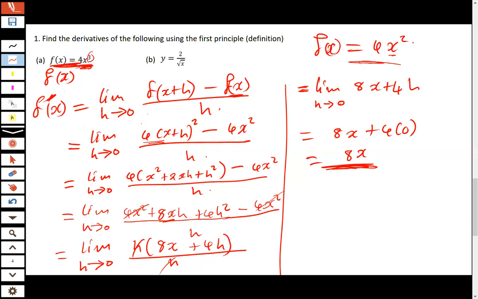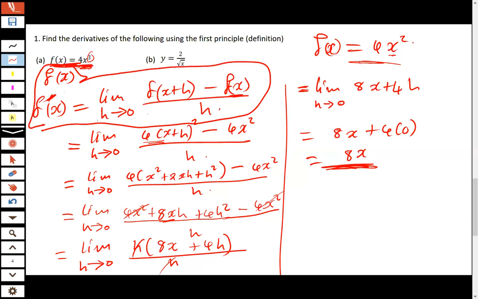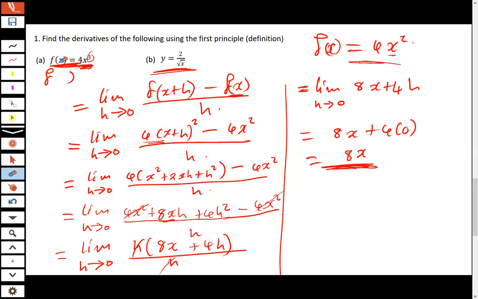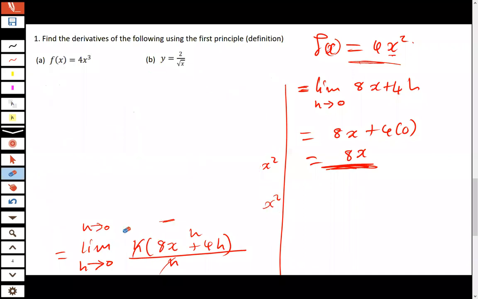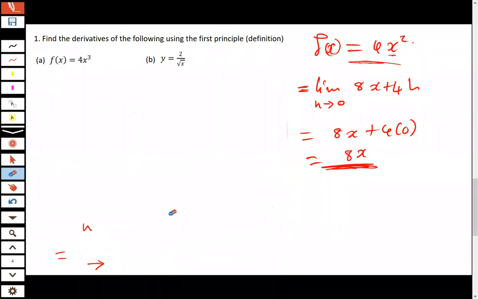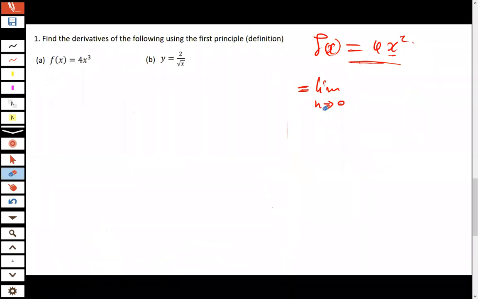So the first principle is just this expression here. This is the definition. It's the one that you use to differentiate. Okay, let's also look at how we can differentiate the second one here. So this is how we're going to do it. The first principle is very simple. So let's look at how we can solve this one.